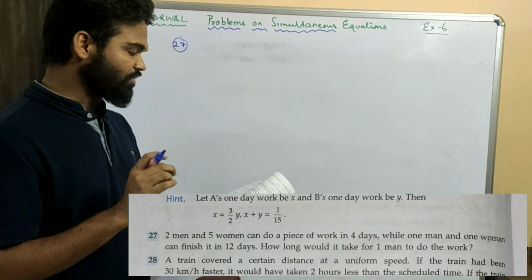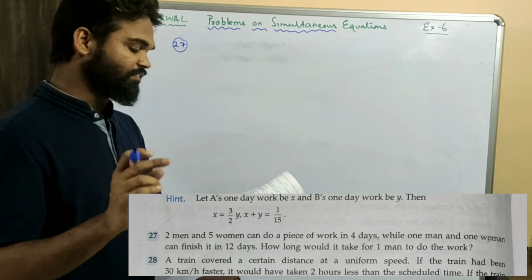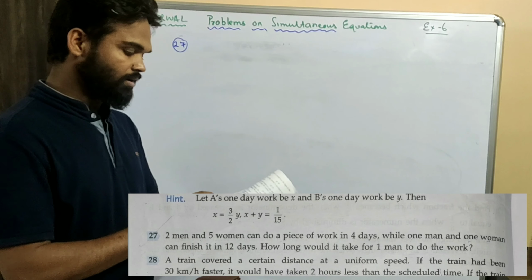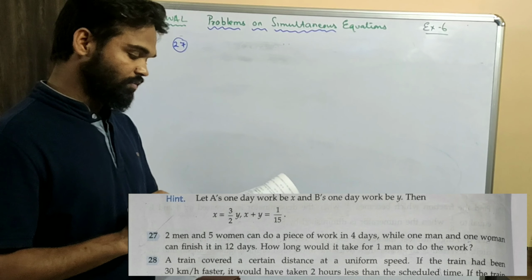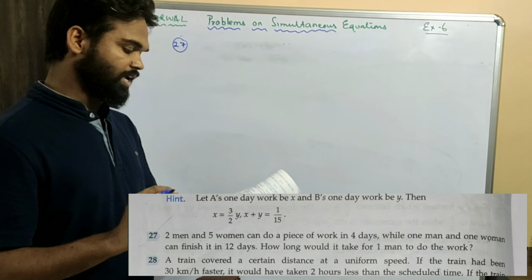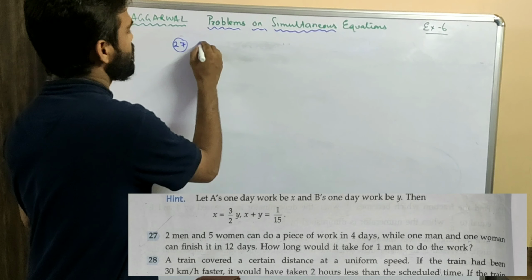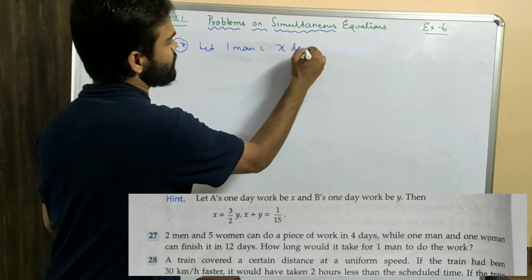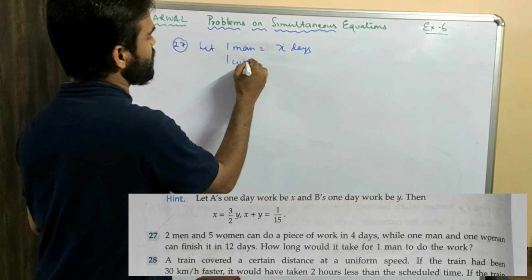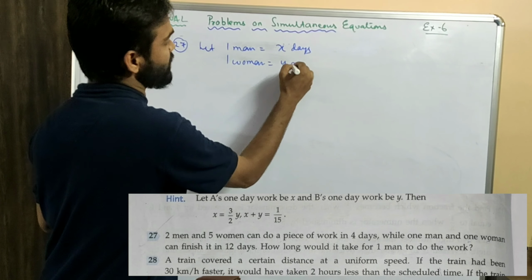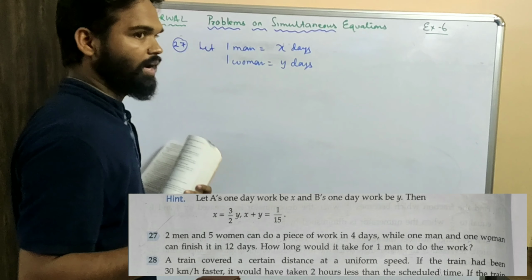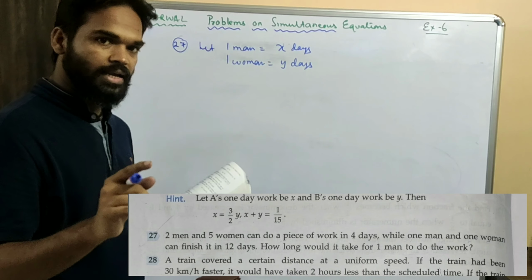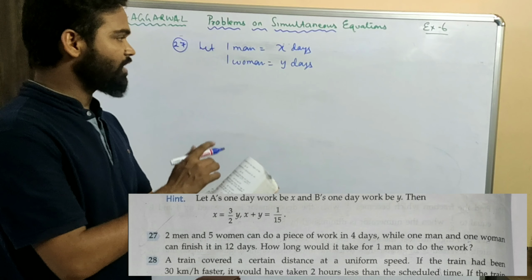2 men and 5 women can do a piece of work in 4 days, while 1 man and 1 woman can finish it in 12 days. How long would it take for 1 man to do the work? Let 1 man do the work in X days and let 1 woman do the work in Y days. Now look carefully. We have done time and work in class 8.